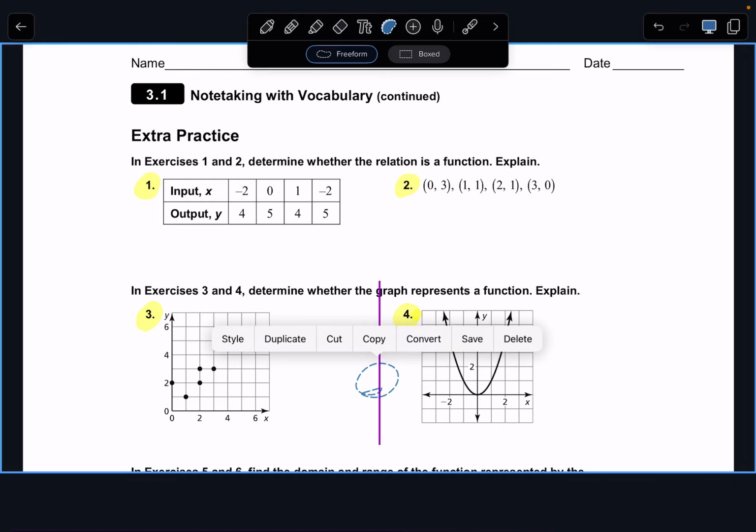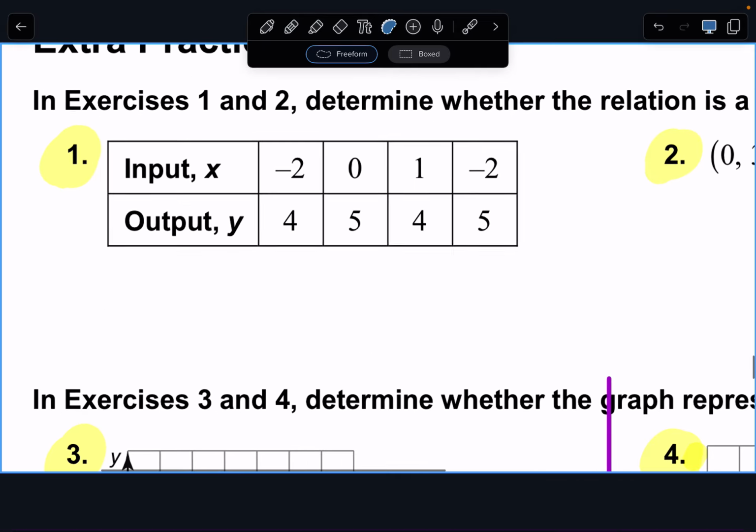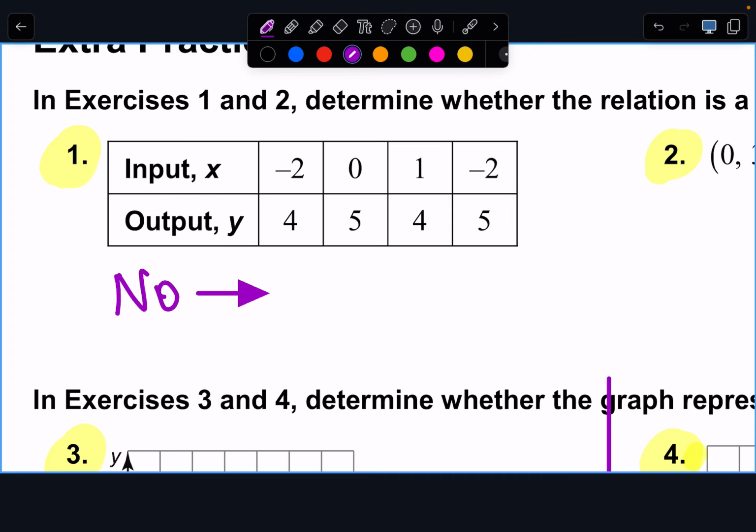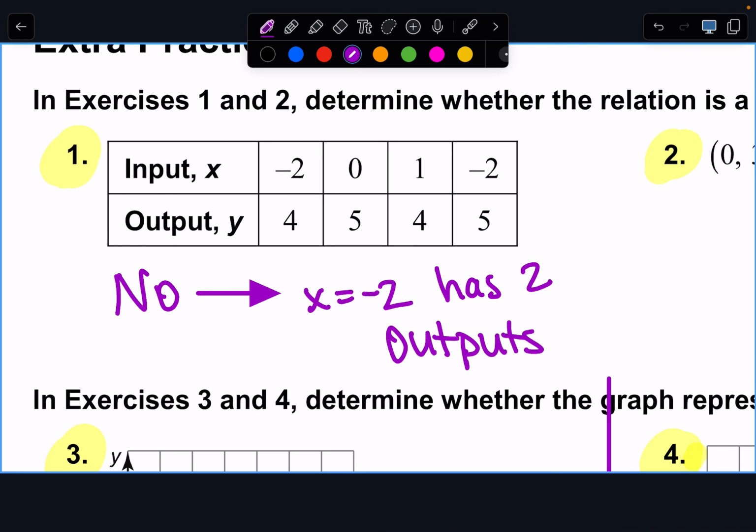Alfie, is number 1 a function or not? Okay, Alfie says, it's like Simon says, Alfie says number 1 is no. Truman, why? Because there's 2 inputs. Okay, do we have to run? -2 has 2 outputs. Do we have to? So if I ask you to explain why, then yes. Okay.